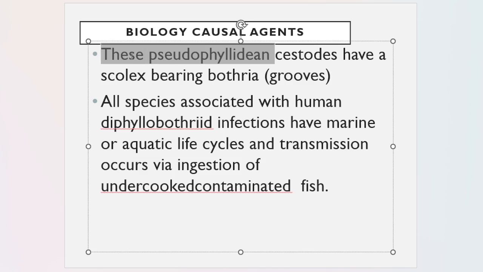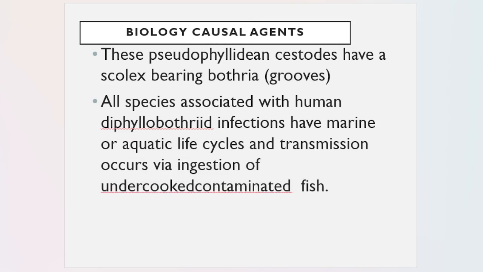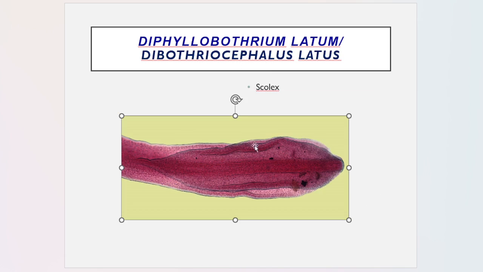So, if you remember, ito lang yung pseudophyllidean. Siya lang yung pseudophyllidean. The rest, they are cyclophyllidean cestodes. So, it has bothria grooves, hindi hooks. All species associated with human Diphyllobothrium infection have a marine or aquatic life cycle, and transmission is via undercooked, contaminated fish. It's very easy. So, yung scolex niya, kakaiba. We have here yung kanyang sucking grooves. So, that's the scolex.